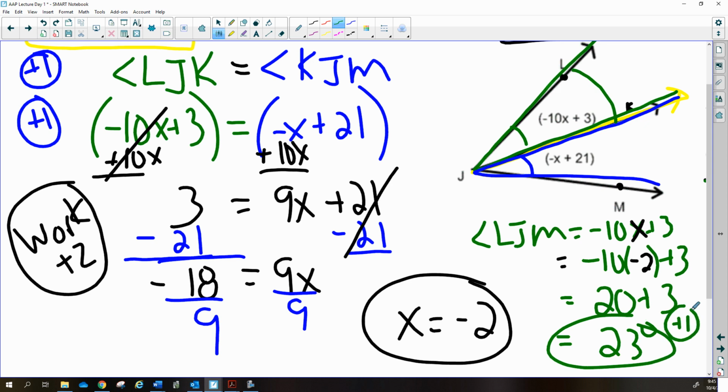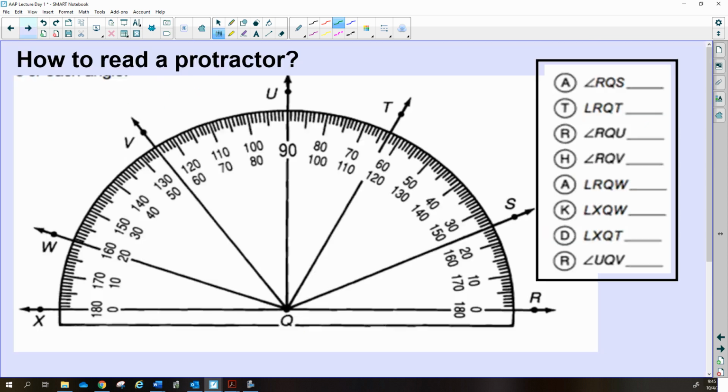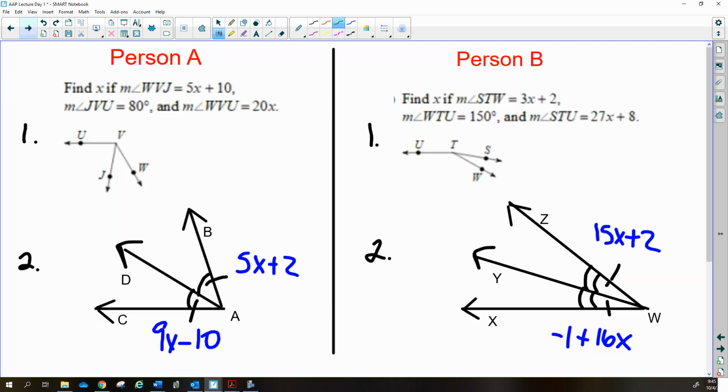I hope that helps you out with how you're going to deal with angles, just like we dealt with segments. I'll try to answer some more questions when we come back here in 2 days. I'll talk to you about how to read a protractor, and then we'll do a couple examples as warm-ups in class.